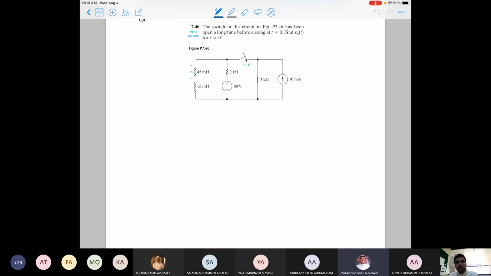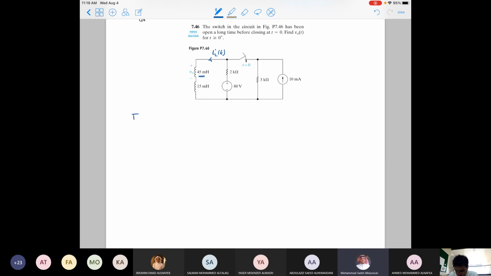So what is the key element here? What is the key quantity that we need to find first? Fahim? We need to find IL first. Yes, we need to find the current passing through the series combination of the inductors. Once we find the current, we can differentiate it, scale it by 45 millihenry, and this is going to give us the voltage across the first inductor. So let's find the current passing through the series combination of the inductors.